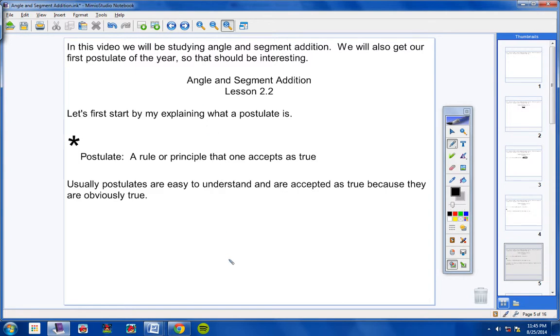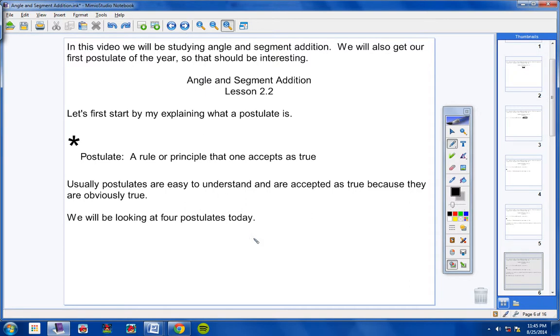Now, usually postulates are easy to understand and they're accepted as true because they are obviously true, okay? This would not be a postulate: 2 plus 2 equals 4, but if it were a postulate, that would be easy to understand and it would make total sense, okay? That's what postulates are. They're easy to understand, they make sense, and so they're accepted to be true.